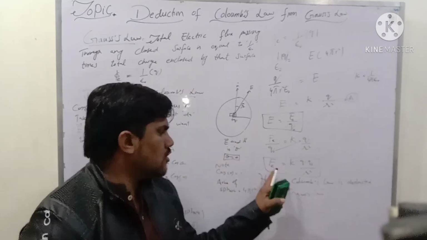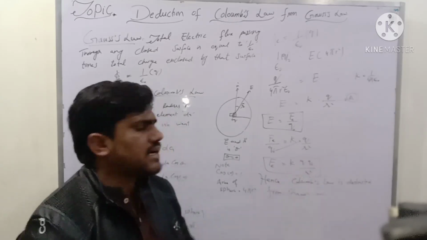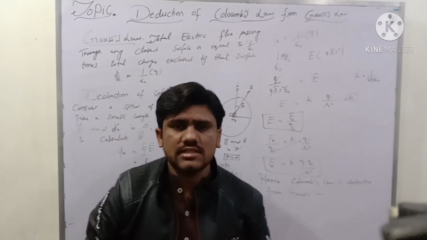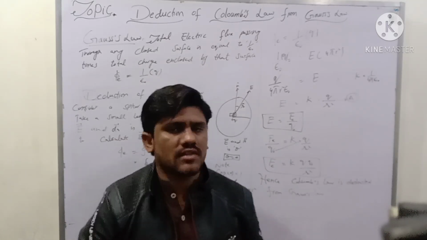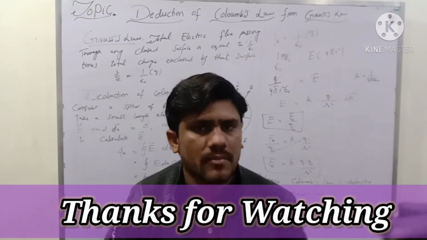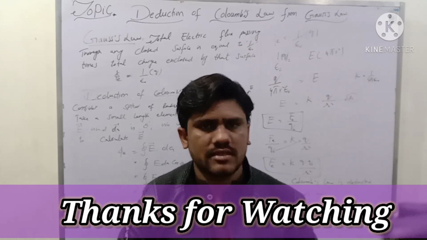Coulomb's law states that the force of attraction or repulsion between two point charges is directly proportional to the product of magnitude of charge and inversely proportional to the square of the distance between them. This is the topic of deduction of Coulomb's law from Gauss's law. It is a very easy topic. I hope you understand. Thank you very much.